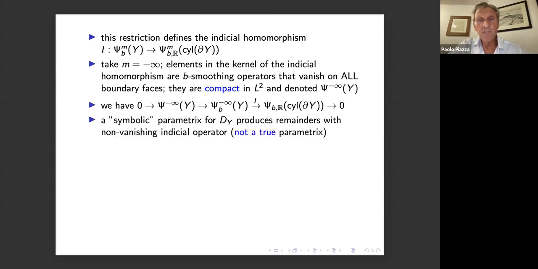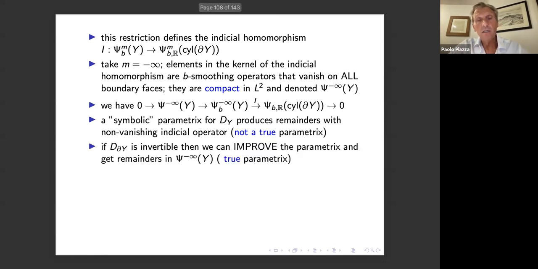And let me point out that when you take a symbolic parametrix, then the remainder will not be vanishing on this new face, so it will not be compact. This will not be a true parametrix. But what happens is that if the operator is invertible, then you can improve this parametrix and get a remainder that is in the smaller algebra of operators with zero boundary values on all the boundary faces. So this is a true parametrix.